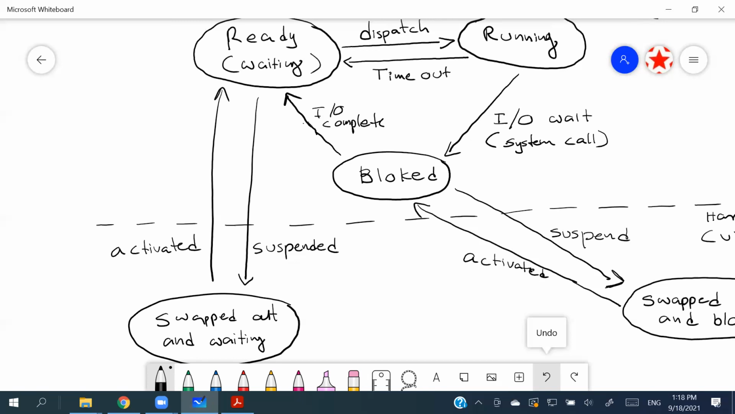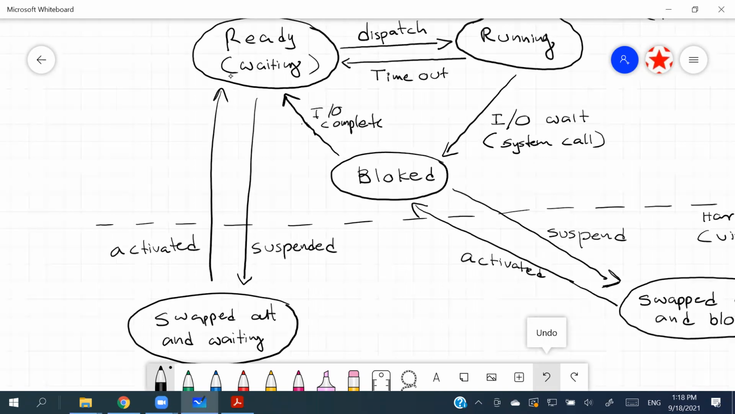Okay, people, is that clear? Why does the operating system need to swap the state of the processes? Is that clear? Okay, brilliant.